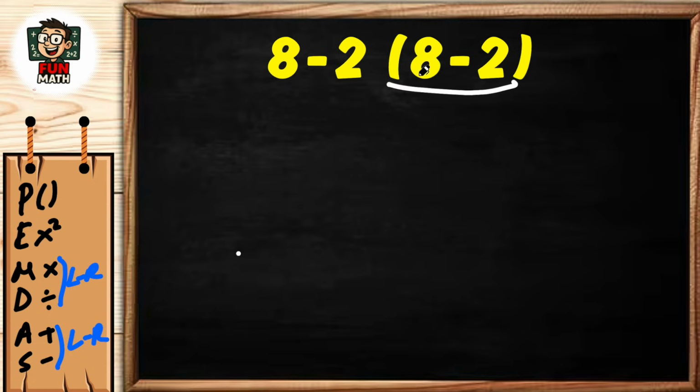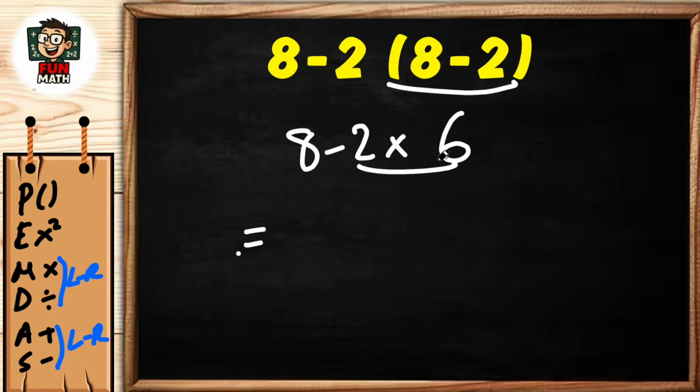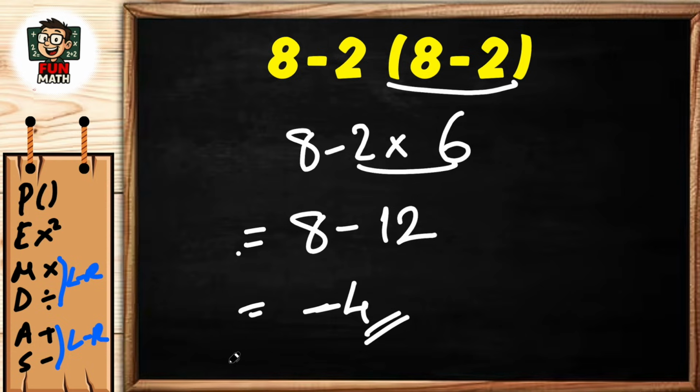First, parentheses: 8 minus 2 equals 6. Hidden multiplication, 8 minus 2. Now, multiplication: 2 times 6 equals 12. Finally, subtract: 8 minus 12 equals negative 4. We solved the solution in detail.